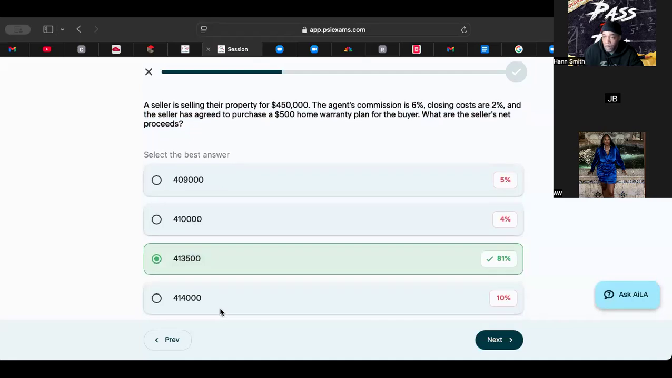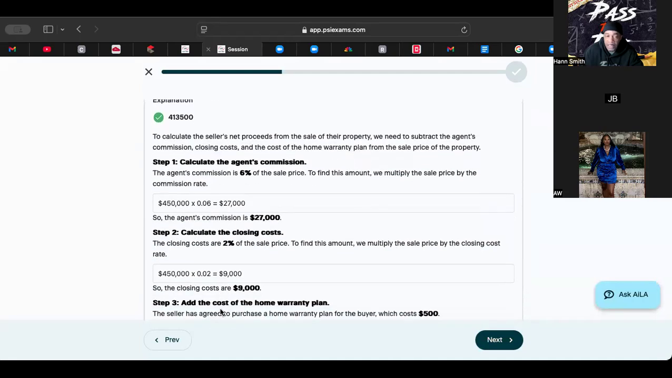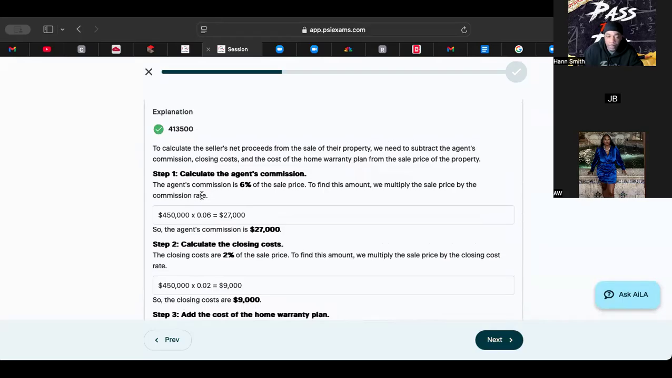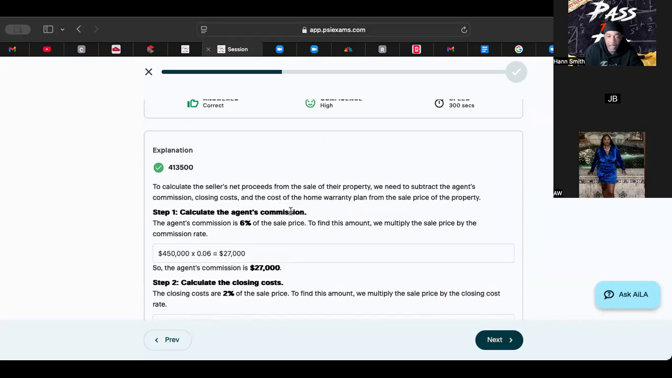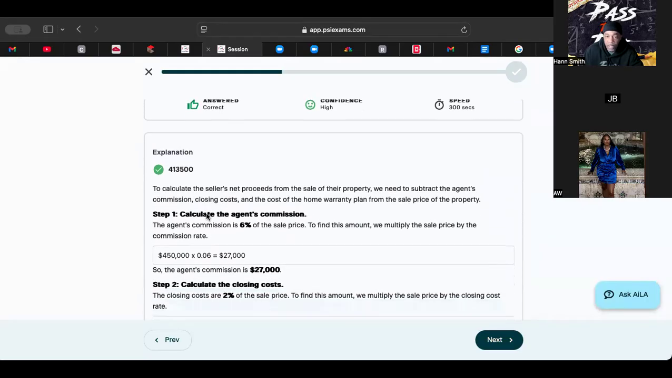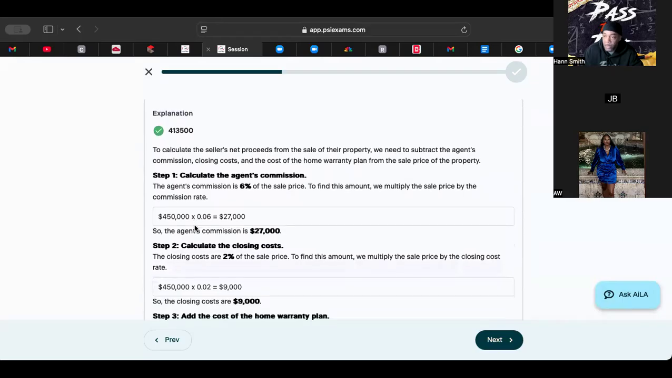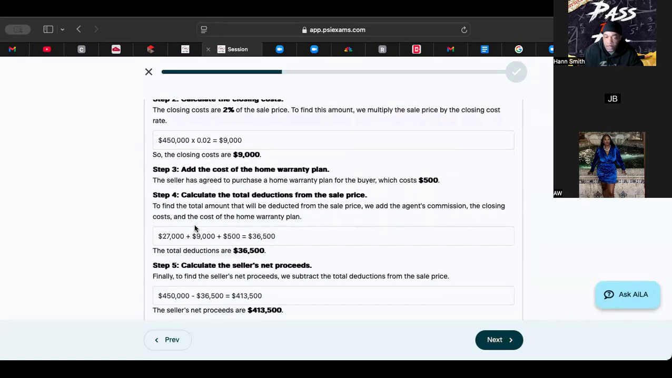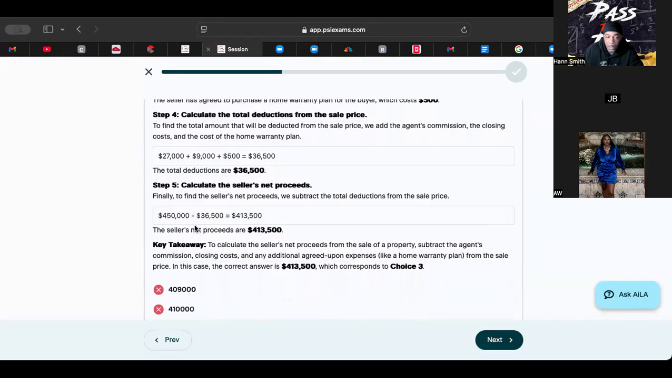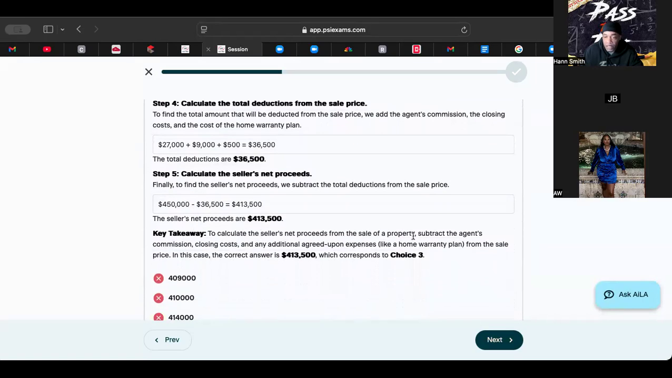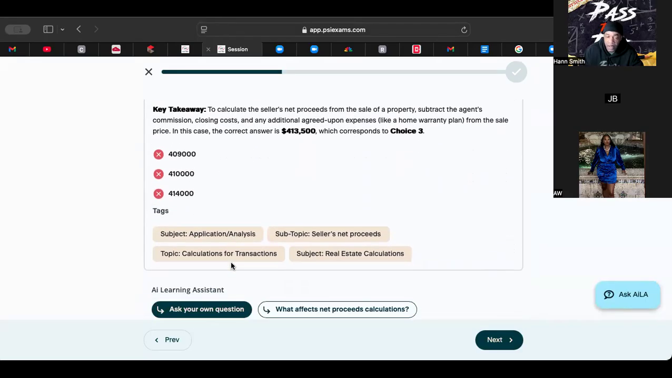Period. All right. Now, what I like about these is it gives you the equations here. Calculate the agent's commission. All right, 450,000. They didn't actually even give you the equation. But if you unpack it and you know how to do it, that math is not daunting at all. To calculate the seller's net proceeds from the sale of a property, subtract the agent's commission, closing costs, and any agreed upon expenses like a home warranty plan from the sale. In this case, the correct answer would be $413,500. Choice 3 is correct.